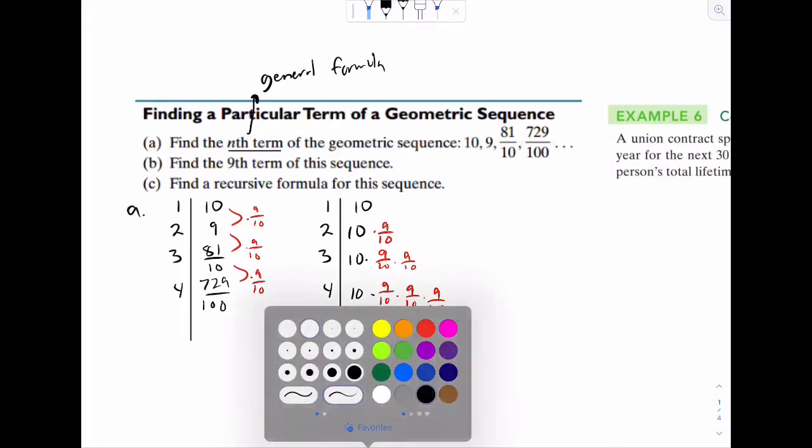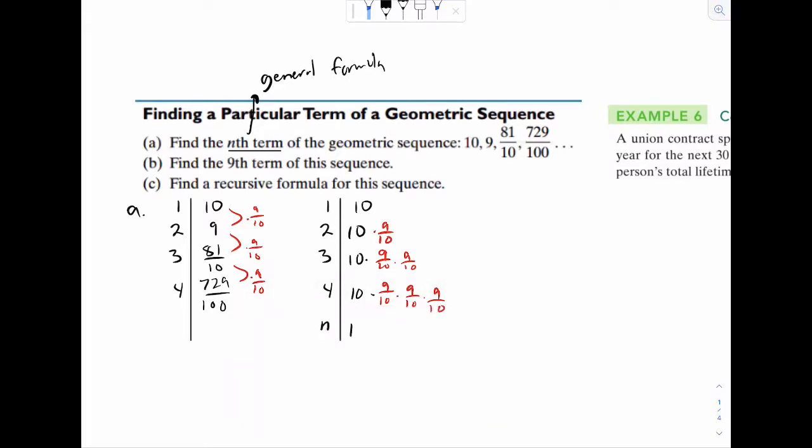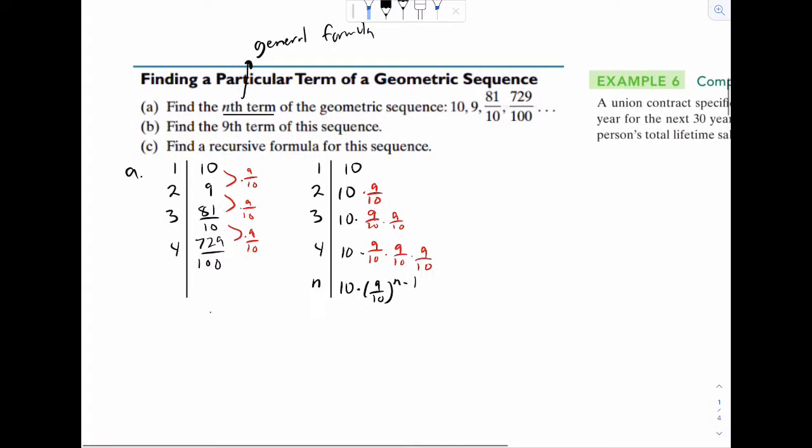So imagine if this were an n, it would be 10 times 9 over 10. Now look at the relationship. In the second term, there's 1 9 over 10. In the third term, there are 2 9 over 10s. In the fourth term, there are 3. So in the nth term, there should be n minus 1. So your nth term, your a sub n, is simply 10 times 9 over 10 to the n minus 1.